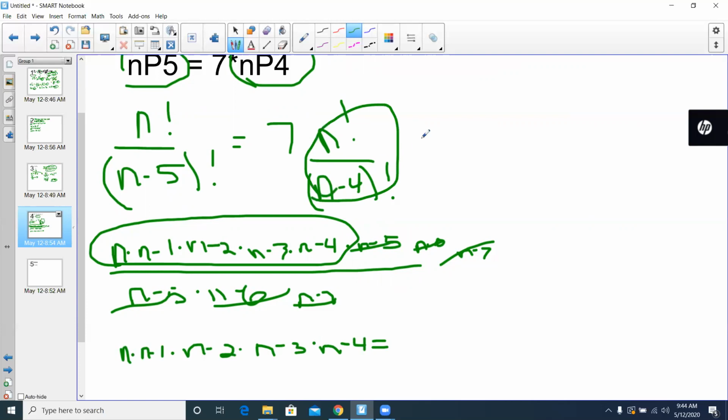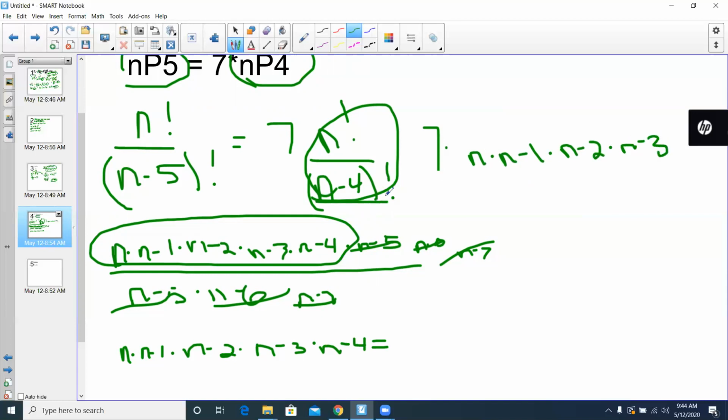and then on this side right here, let's look at this. This is 7 times n factorial, which is n minus 1, n minus 2, n minus 3, n minus 4, n minus 5, n minus 6, n minus 7, all over n minus 4, n minus 5, n minus 6, n minus 7, right? So what happens is these are all going to cancel off. So on the top here, we're going to have n times n minus 1 times n minus 2 times n minus 3. Does that make sense?